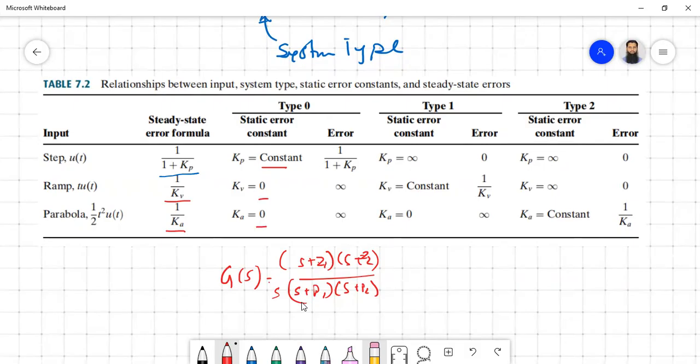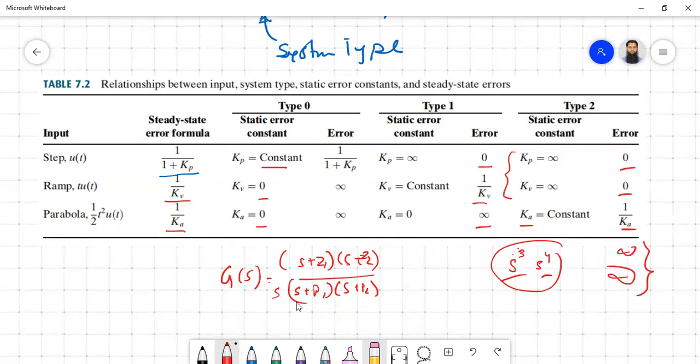Similarly, for type 1, as you can see, the Kp value will be infinity, because of which your steady state error will be 0. Then you have some finite value, and for higher order inputs, we are going to get infinite steady state error. Similarly, for type 2, the first two parameters will give you 0 steady state error, and the third one will give you a constant value. And if the input has a higher order of s, say s to the power 3 or s to the power 4 and so on, that will give us infinite steady state error as well. But in general, we are interested in these three inputs. So this is what we have already discussed.